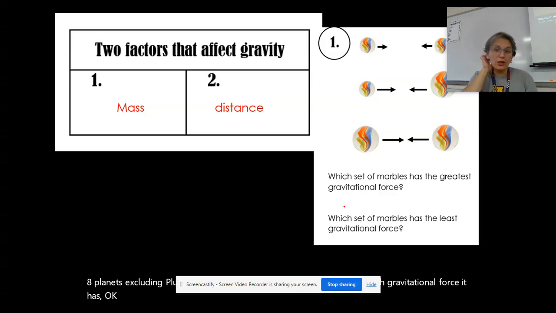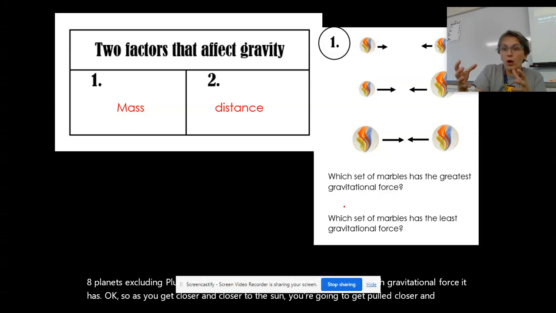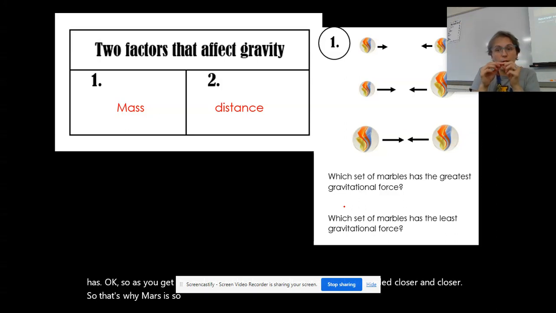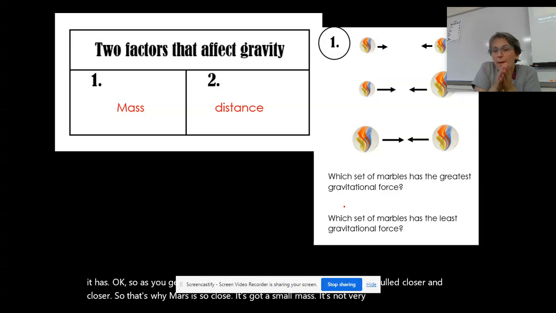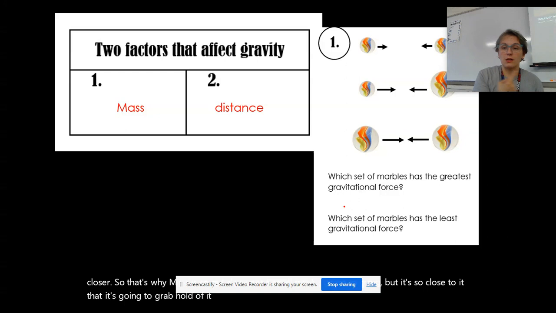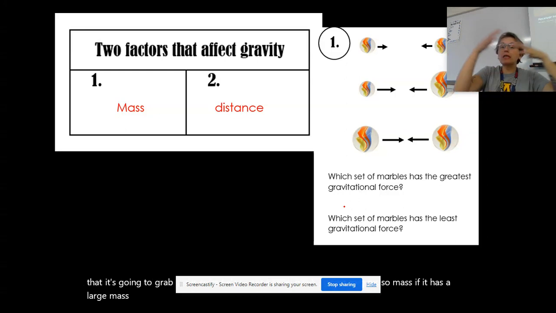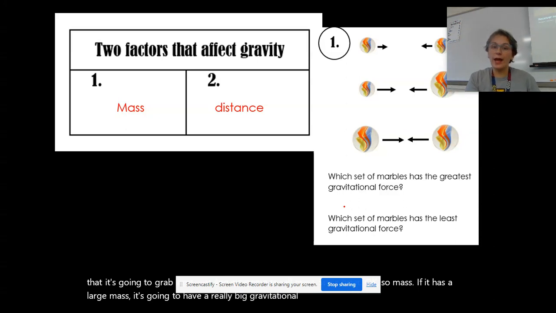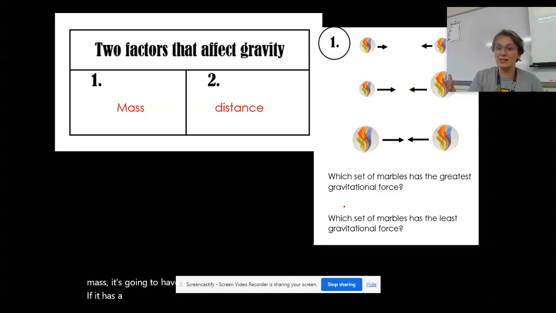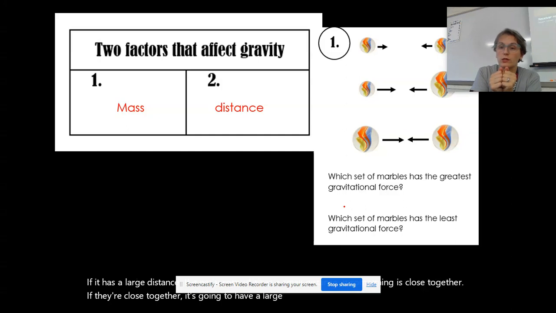Okay. So as you get closer and closer to the sun, you're going to get pulled closer and closer. So that's why Mars is so close. It's got a small mass. It's not very big, but it's so close that the sun is going to grab hold of it and it's going to be in the sun's orbit. Okay, so if it has a large mass, it's going to have a really big gravitational pull. If it has a small distance, if they're close together, it's going to have a large gravitational force as well. And we'll talk about more of it in a second.